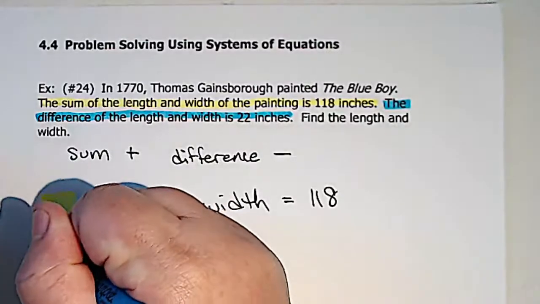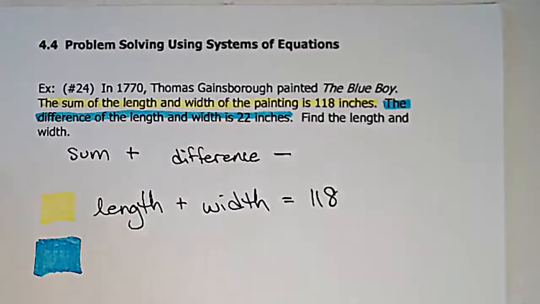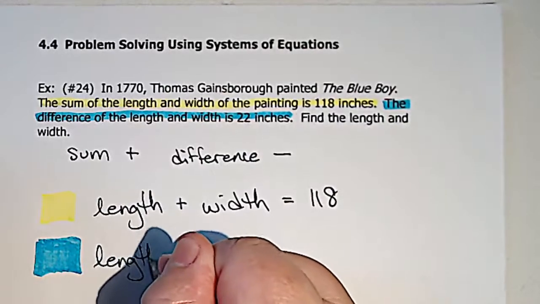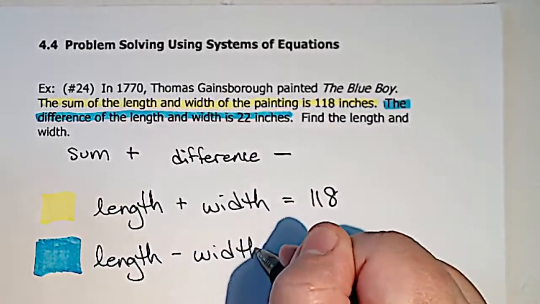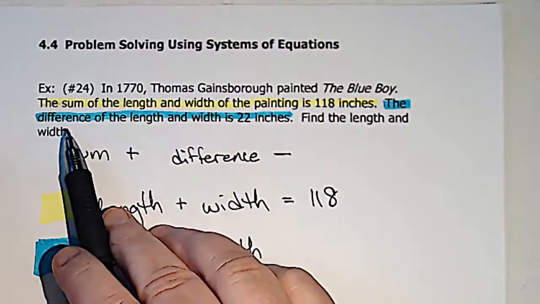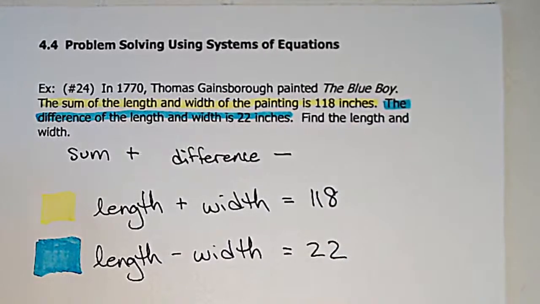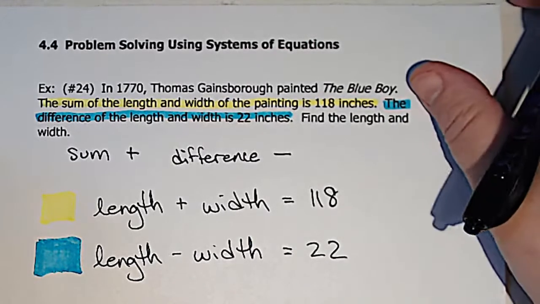And the blue sentence, this is like a direct translation problem. The difference of the length and width, so length minus width. And generally the rule is you write them in the order they're written. So length and width, difference means length minus width, is 22 inches. Now the good news is these are both in inches. In order for us to solve a system of equations, we have to describe them using the same values. So like if one were in inches and one were in feet, we'd have to translate so that everything is using the same measurements.